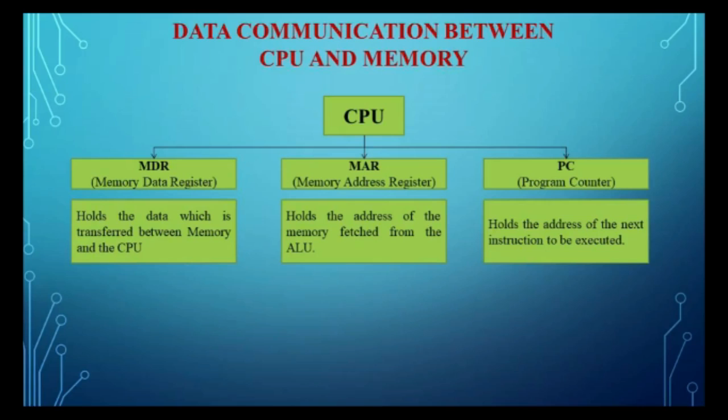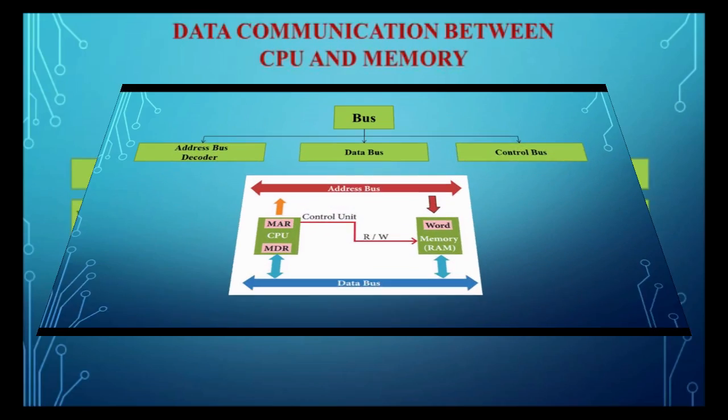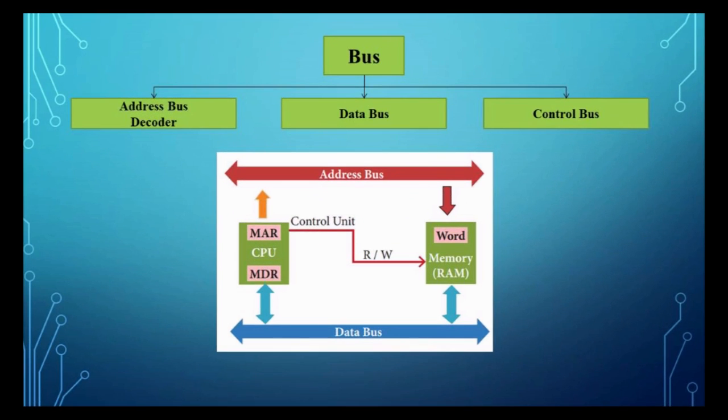Next is the program counter, which we call PC, a special register in the CPU which always holds the address of the next instruction to be executed. For example, when an instruction is executed in the CPU, the next instruction to be executed is stored in the PC, that is, the program counter.